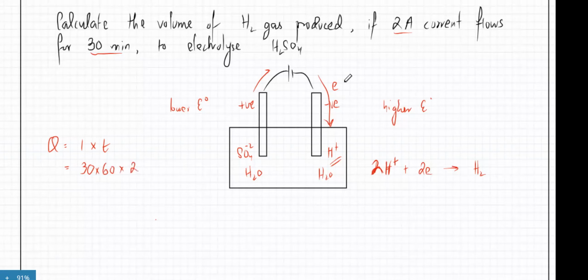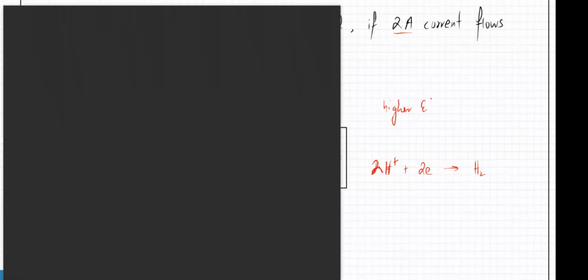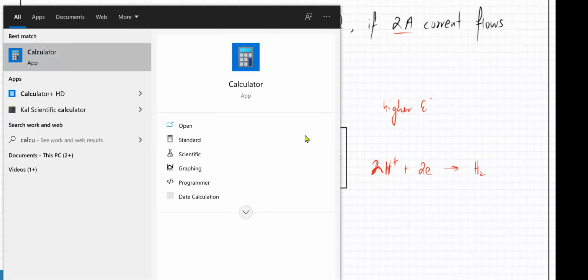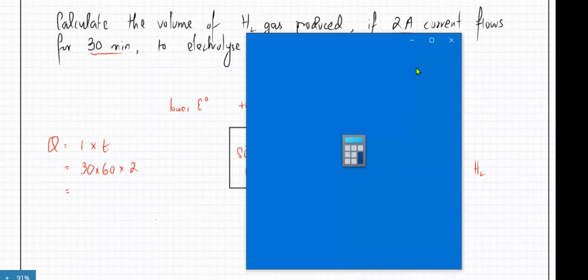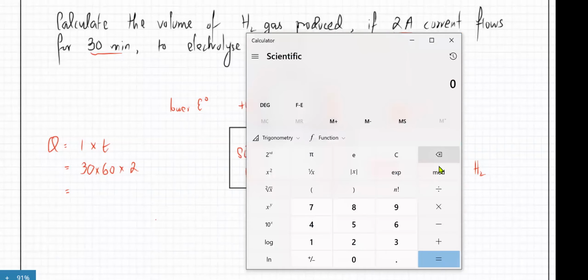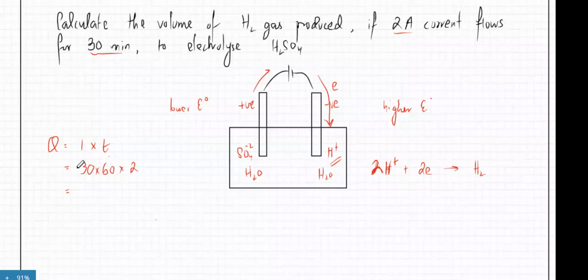So can anyone do this and tell me what the value is? 3,600. So you got 3,600 coulombs, right?